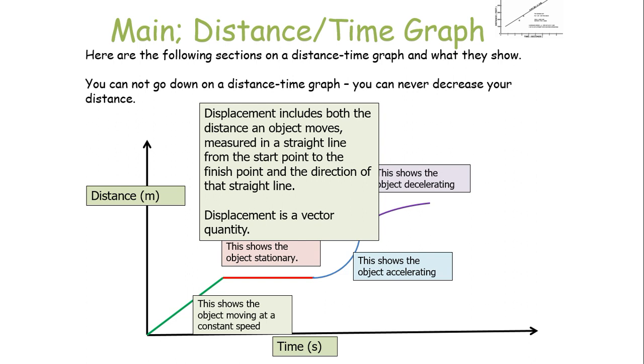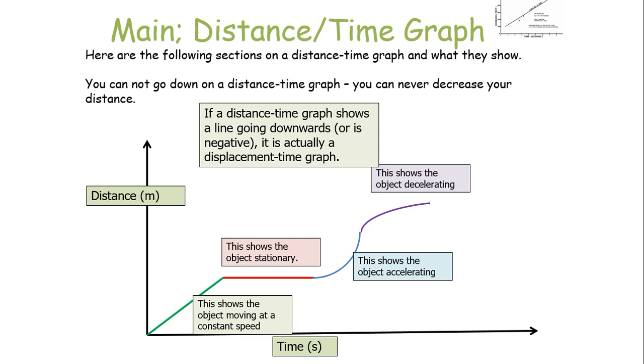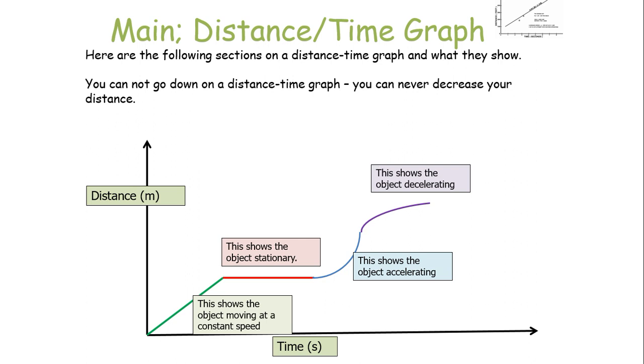Now, if you did want to have a direction on your distance, it then becomes a displacement, which technically is the distance an object moves measured in a straight line from the start point to the finish point, okay, in that particular straight line. So it's a vector quantity. Now, displacement can go down. So if you go forwards and then backwards, you would increase your distance but decrease your displacement. So if a distance time graph shows a line going downwards or is in fact negative, it's not a distance time graph, it's a displacement time graph. So those are the different sections of your distance time graph.